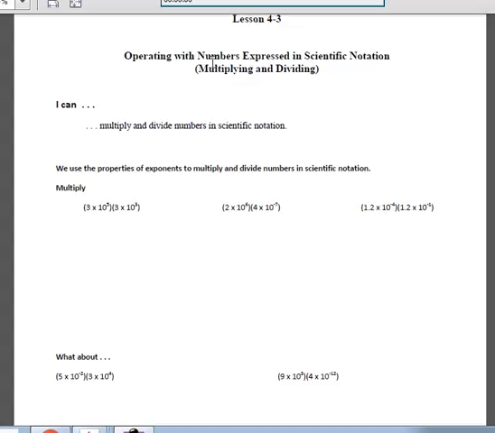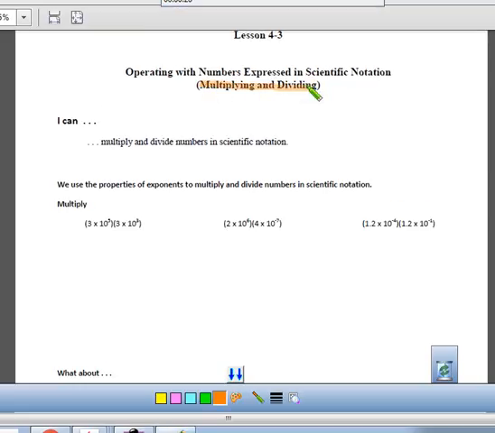This lesson is operations with numbers expressed in scientific notation, multiplying and dividing. So in this lesson we are focusing on multiplying and dividing with scientific notation. So the target: I can multiply and divide numbers in scientific notation. Now, what's important here is that you remember your rules with exponents. So, we use the properties of exponents to multiply and divide numbers in scientific notation.